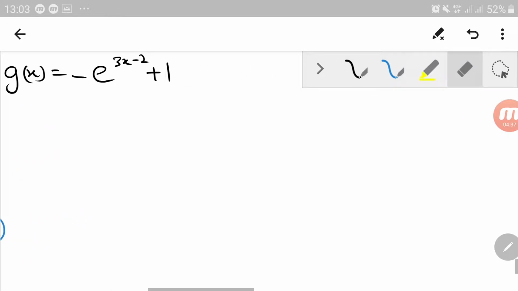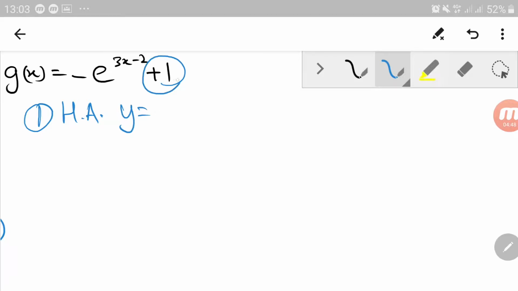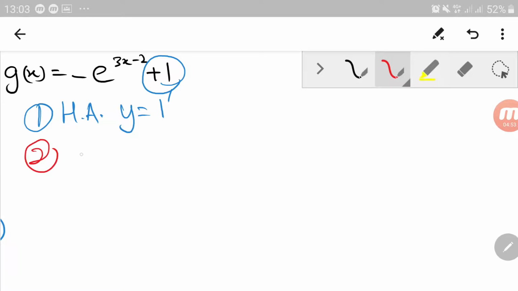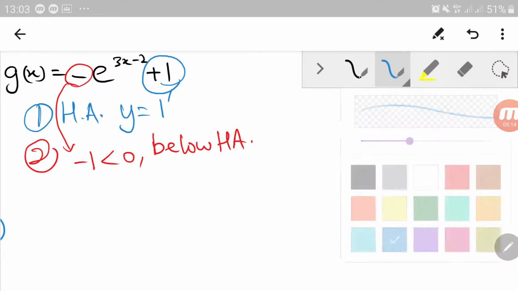Now, next example. First step, we are going to find the horizontal asymptote. How to get the horizontal asymptote? Easy, you take whatever is here. So 1. Next, second step. We need to know whether it's above or below. Where to look? Look here. So it's -1, less than 0. So the graph is below the horizontal asymptote. Okay, next.